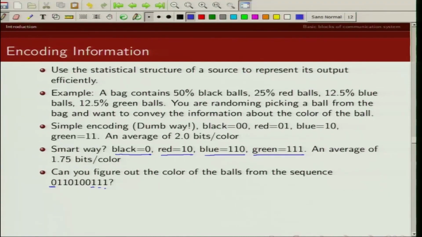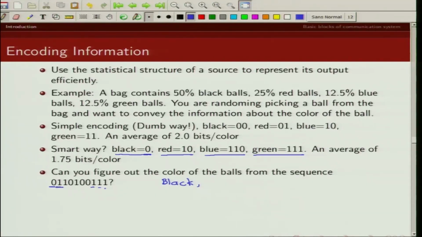The first bit is 0. So what color is this? This is black, because black I am representing by 0. So this is black. Next I have 1. Am I using any 1 to represent any code? So 1 could be red, could be blue, could be green. Let us look at the next bit.